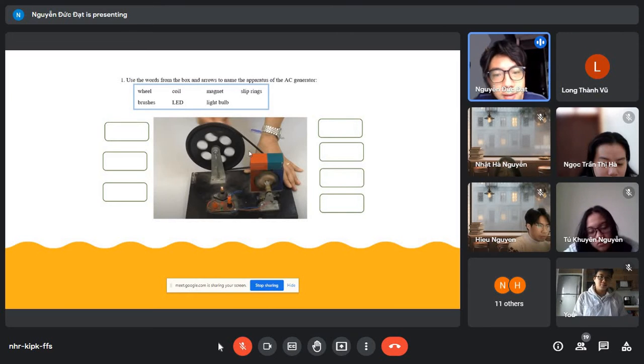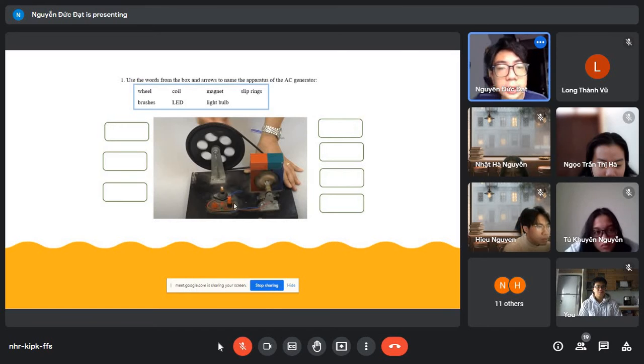Yes, very good. So thank you, Long. If we use the light bulb here, we can just detect the existence of the current, right? We cannot detect the reversible characteristic of the current.